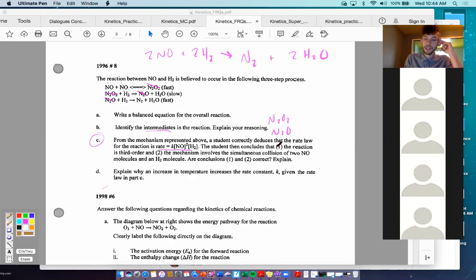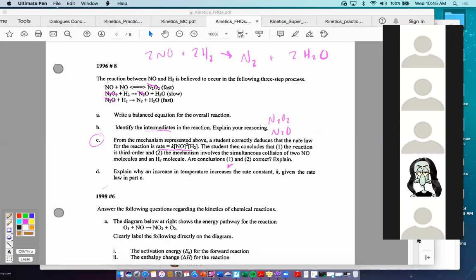So we want to make sure that we evaluate the student's 2 conclusions. Number 1, the reaction is third order. Is that a true statement? It is a true statement. We know that overall the reaction is third order because this exponent is 2 and this is 1. Overall it is third order, so that's good. So we think that conclusion 1 is correct because he has done that correctly. The overall order of the reaction is the exponents added. Statement 2, the mechanism involves the simultaneous collision of 2 NO molecules and an H2 molecule. Is that correct?